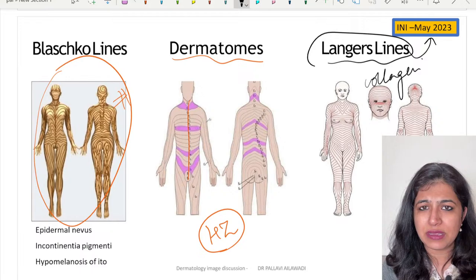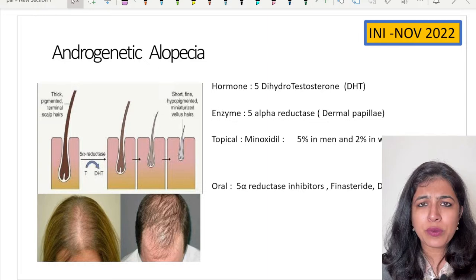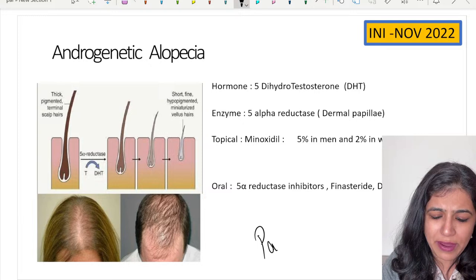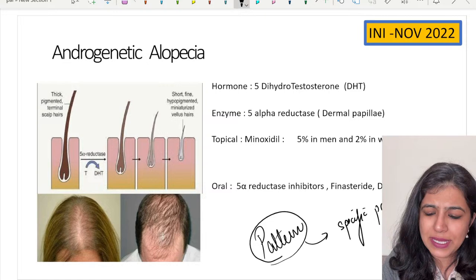After the lines, we move to disorders of hair, which is a very important question across all exams. Whenever you get a question on hair, first and foremost in the exam, you have to identify the pattern of the hair fall. If there is a specific pattern in which the hair fall is happening, then the diagnosis is AGA. If it is a diffuse hair loss, then it is effluvium. And if it is patchy, that we will cover later.